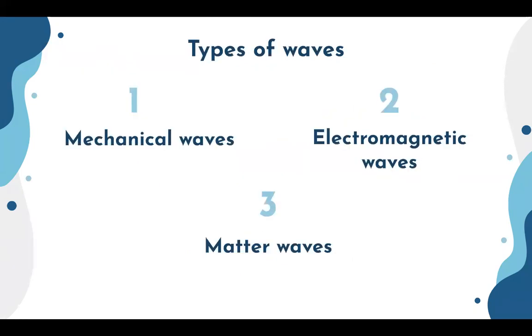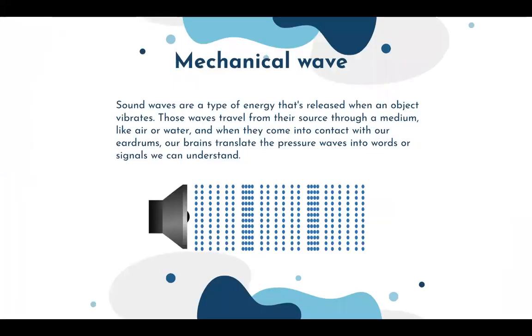Now I'm going to talk about the types of waves. We have three types of waves: mechanical waves, electromagnetic waves, and matter waves. First of all, mechanical waves. A mechanical wave is a wave that is not capable of sending its energy through a vacuum. This means that they require a medium in order to transport their energy from one location to another. And a sound wave is an example of a mechanical wave.